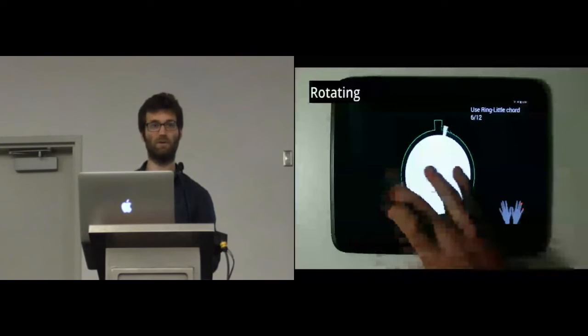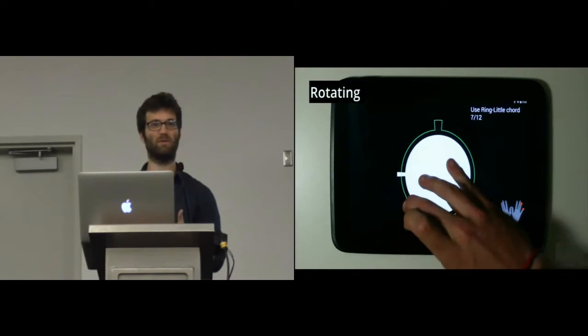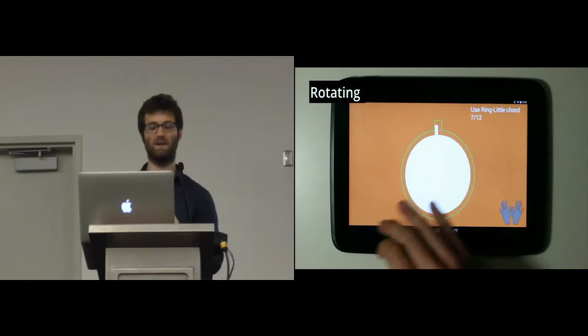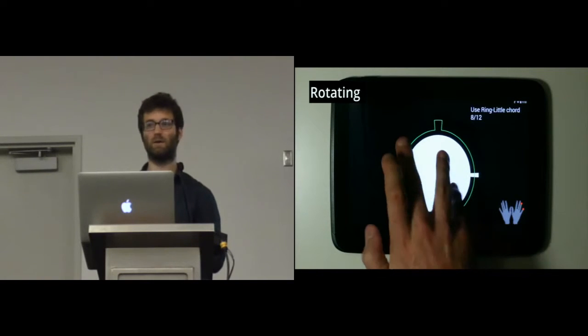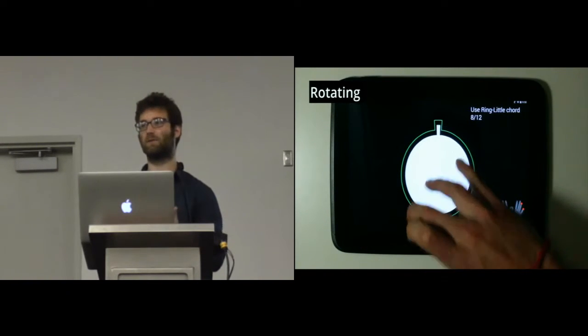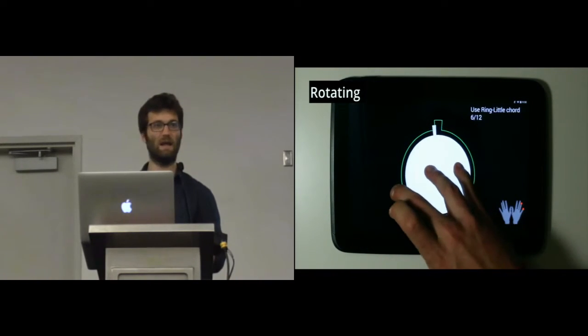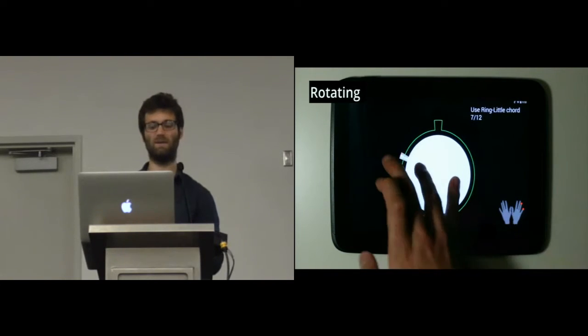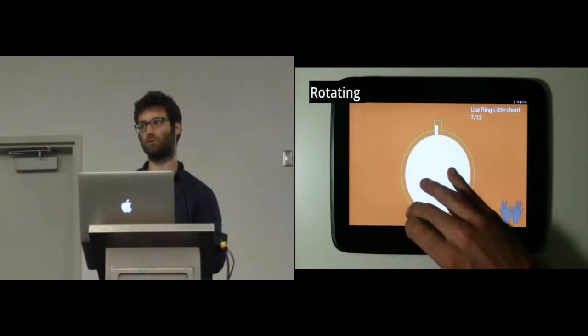Then we had a rotating task where participants were asked to rotate a key inside a target area, again as fast as possible and keeping an error rate around 4%. And only chords this time were tested, since you need at least 2 points to rotate.